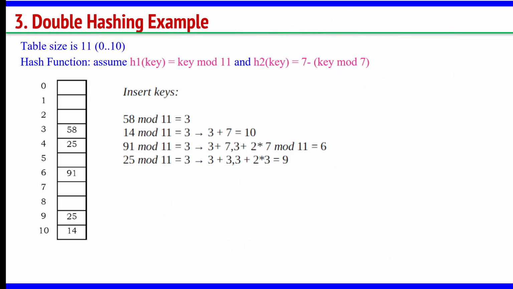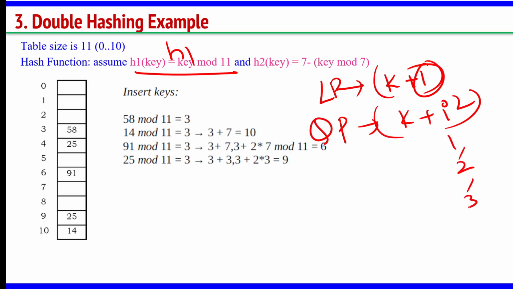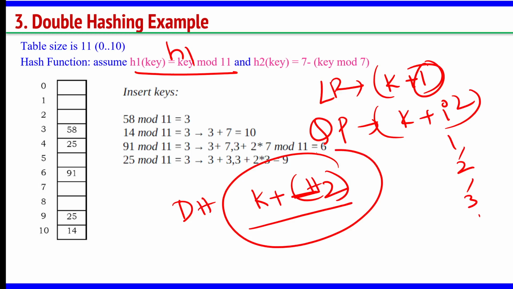So, in double hashing, you will be first finding out the initial location using this hash function h1. If there is a collision, you have to find out the new one. In linear probing, we are adding key plus 1 fixed. In quadratic probing, we are adding key plus some i square, where i will be 1, then 2, then 3 and so on. Whereas in double hashing, k plus this new value will be found out using another hash function h2. This h2 will help us in finding out the new location.